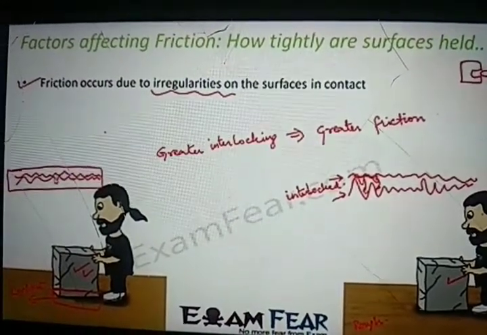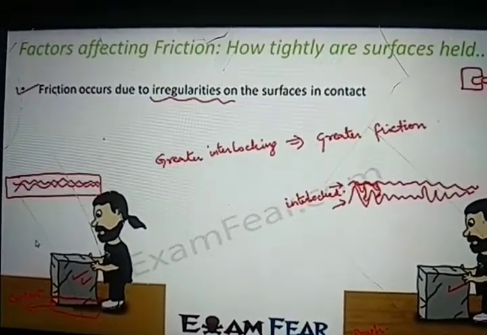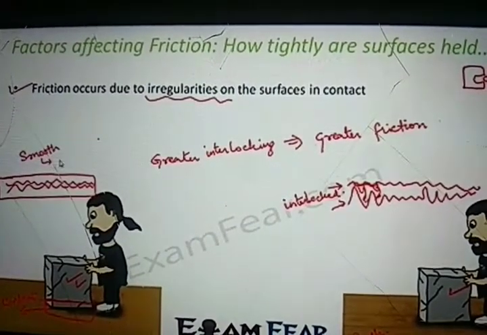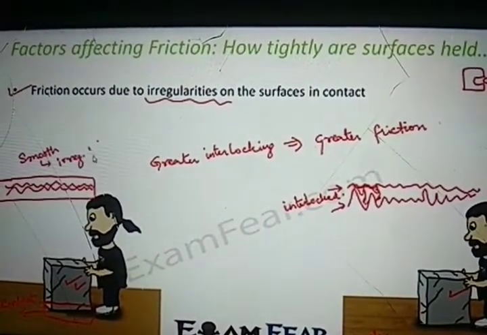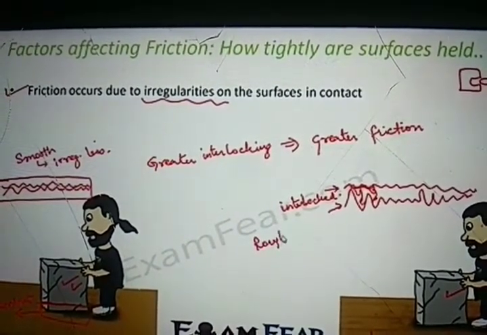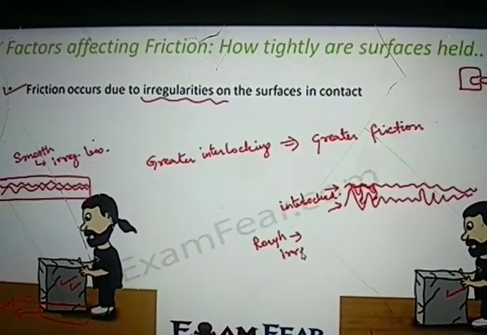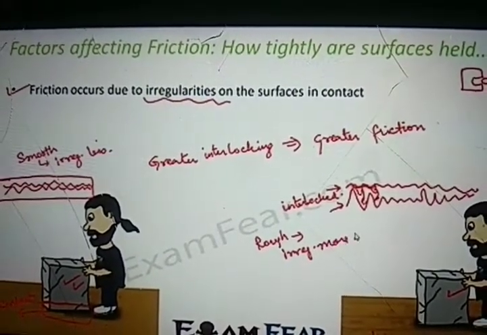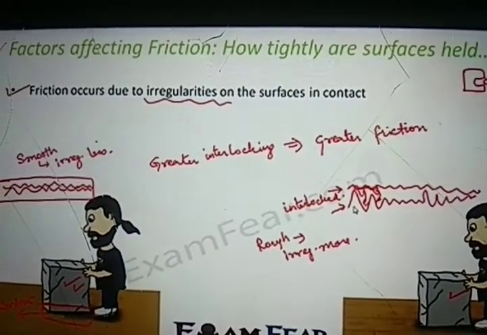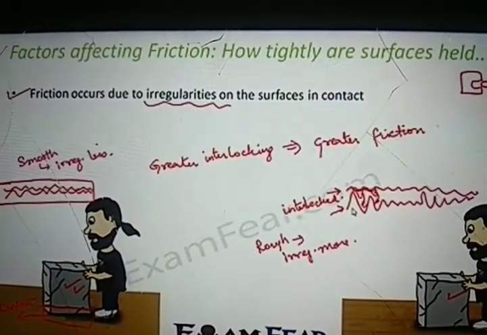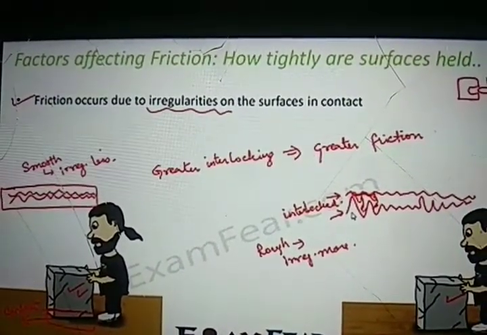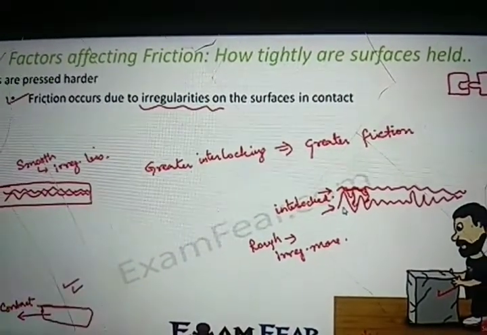Now what happens in smooth surfaces is that the irregularities are less. In the case of a smooth surface, irregularities are less, whereas in the case of a rough surface, irregularities are more. When you have more irregularities, you have more interlocking. Due to this, you see that a smooth surface has less friction as compared to a rough surface.